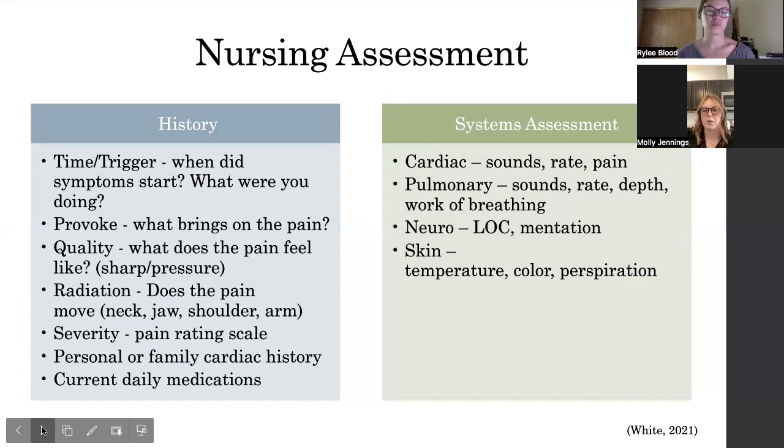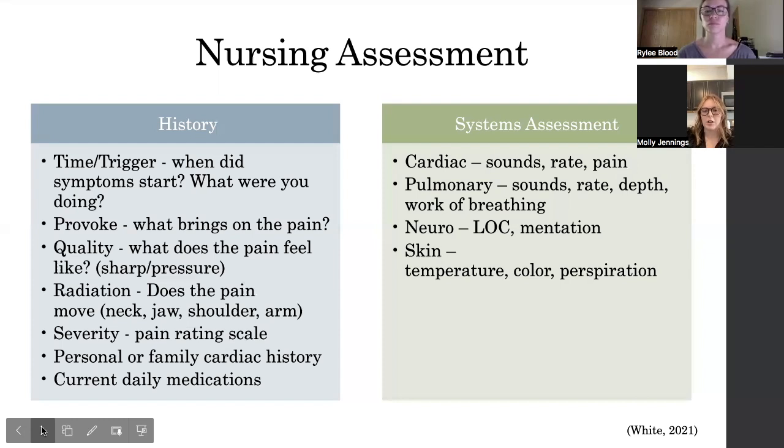Other systems that we want to take into account when assessing a patient with chest pain: the heart, of course, we want to listen to it. We want to note the rate of it, see how fast it's going, and then obviously assess the pain. We also want to look at the lungs and how they're functioning, the sound of it, how fast they're breathing. Is it shallow or deep? Are they having to work for it?